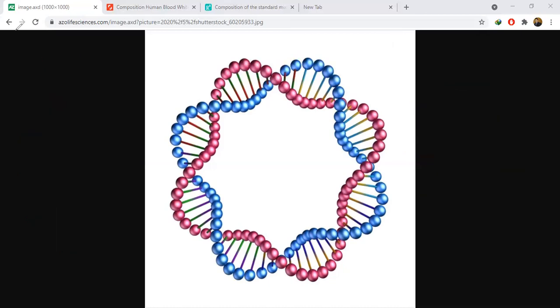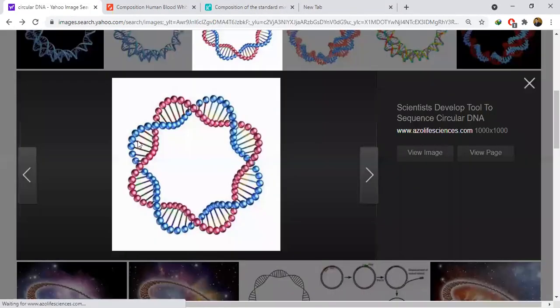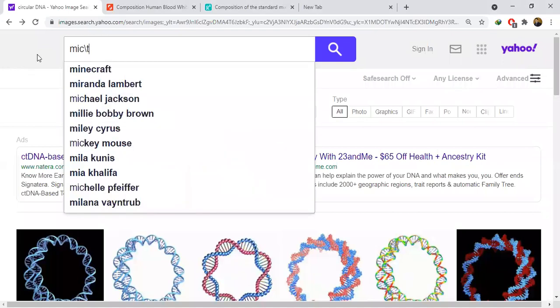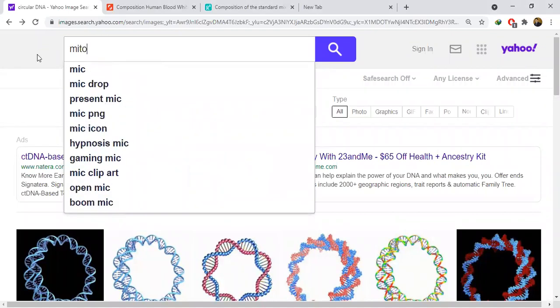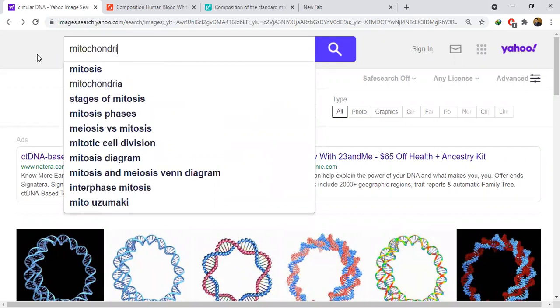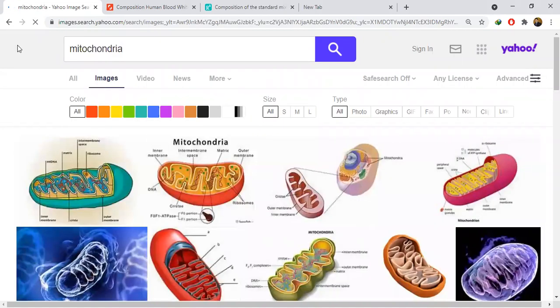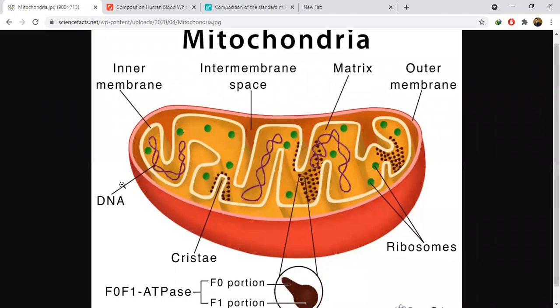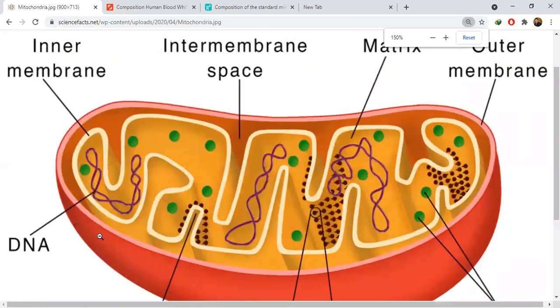Now, let's go to mitochondria. You know mitochondria, right? Mitochondria have full detail in your syllabus. This is mitochondria. I'm just taking a single picture of mitochondria. In the mitochondria, see this DNA in the mitochondria. Linear DNA or circular DNA? Closed or open?